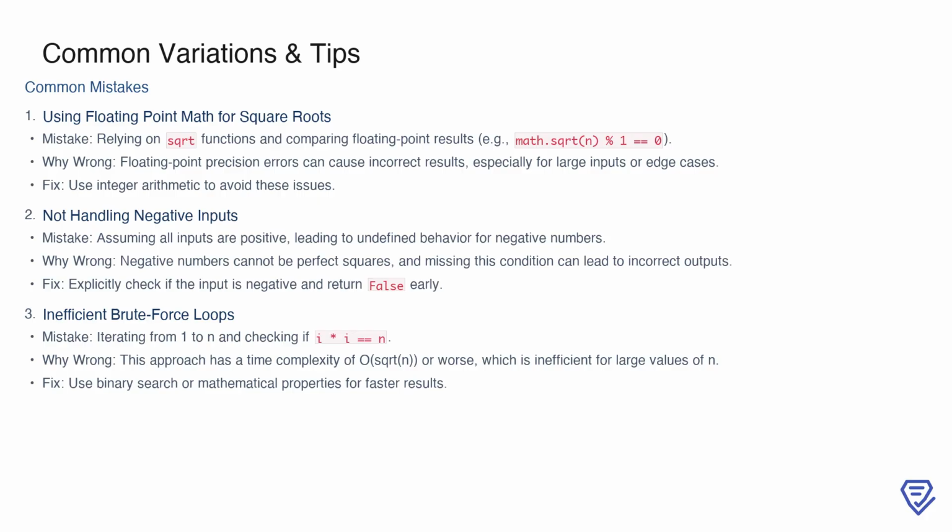Another mistake is forgetting to handle negative inputs. Since negative numbers cannot be perfect squares, failing to check for this early can result in undefined behavior or incorrect outputs. Always explicitly return false for negative numbers. Finally, brute forcing the solution by iterating from 1 to n and checking if i*i equals n is another common pitfall. While it might work for small inputs, it's inefficient for larger values. Opt for faster approaches like binary search or mathematical methods to improve performance.